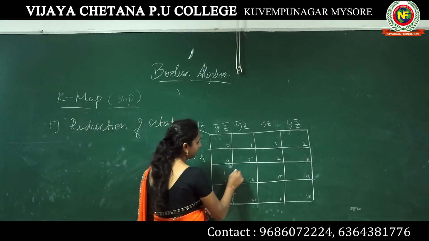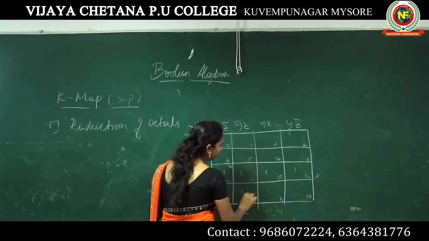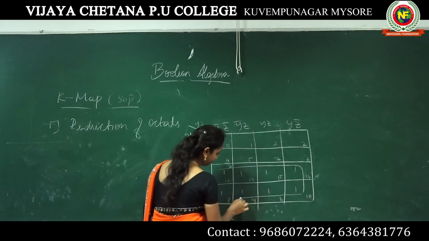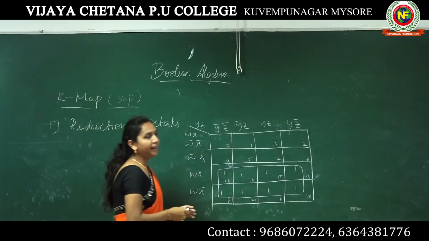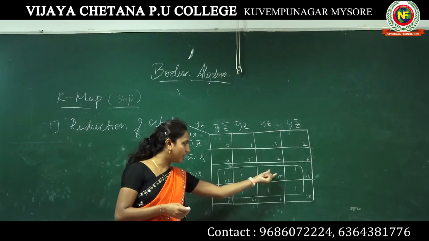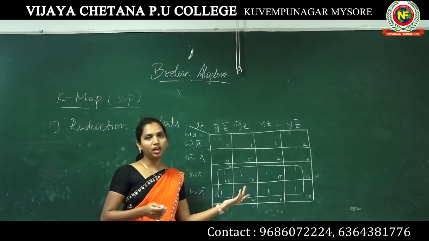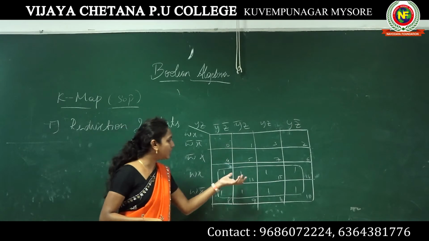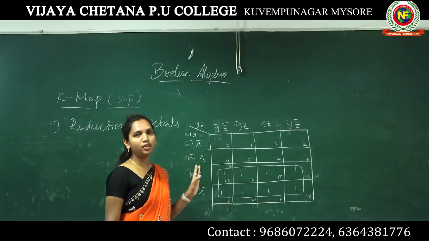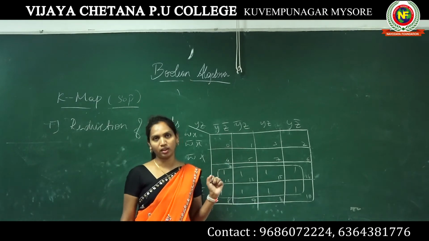So consider here. What is an octet? 8 ones together, that is the octet. See here, this is the octet. 8 ones, right? 8 ones are together here. It can be placed here, or else here, or else in the vertical form. It can be in any form. This is one example I am showing. Okay.